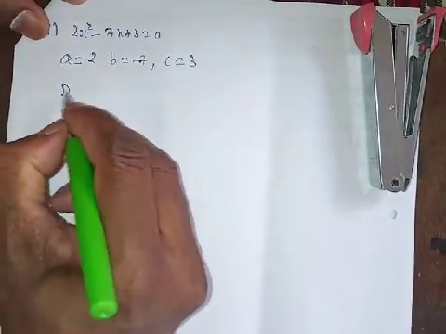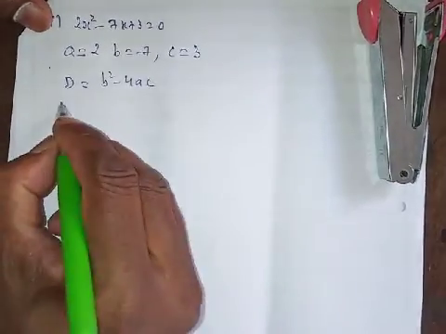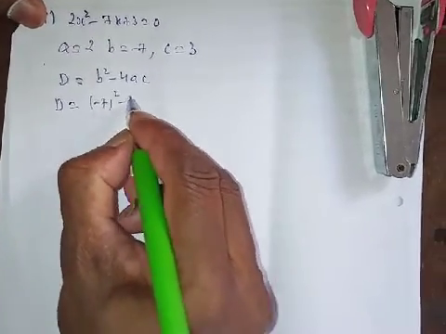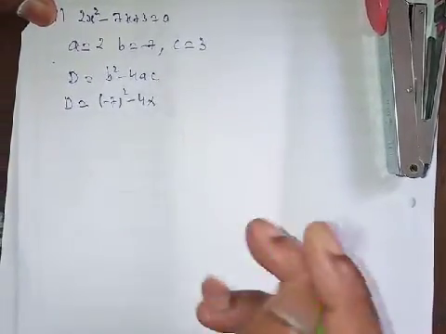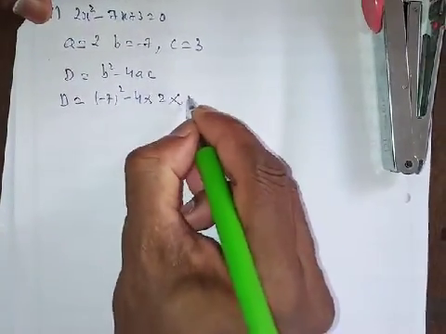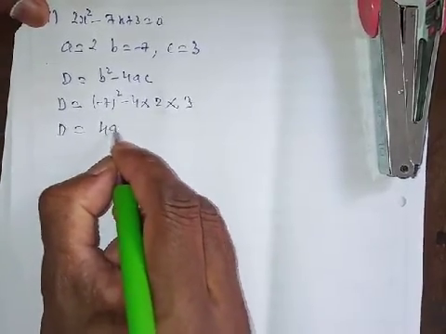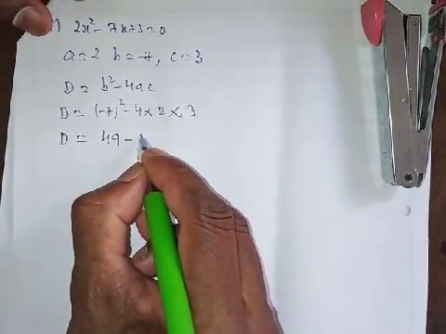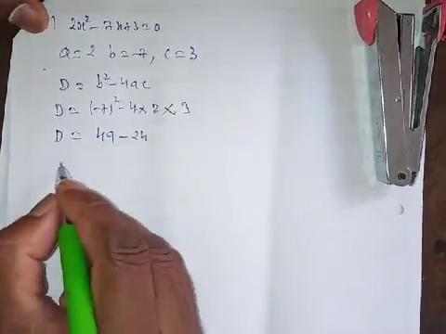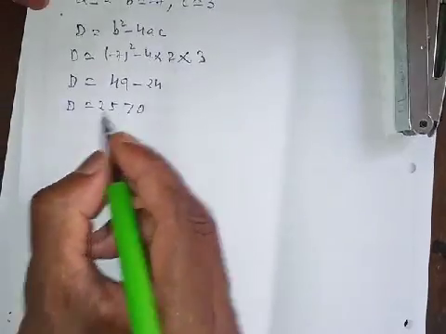So we have D is equal to B square minus 4AC. D is equal to B square, minus 7 whole square, minus 4 into A. A is 2, C is 3. So D is equal to 49 minus 24. 4 3s are 12, 12 2s are 24. So D is equal to 25, which is greater than 0, therefore it is factorizable.